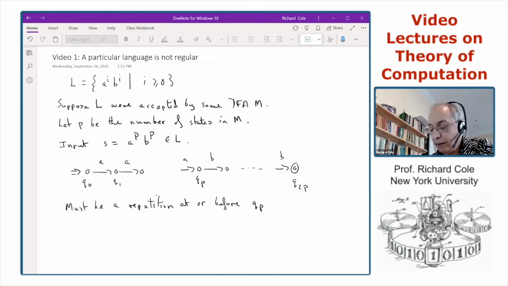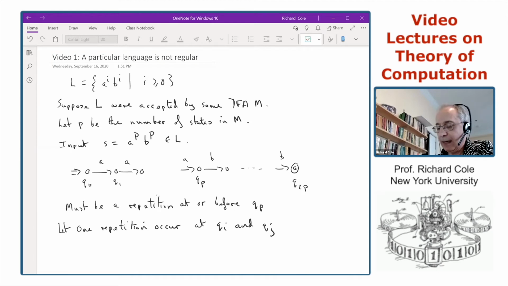And let one such repetition occur at Qi and Qj. What I mean by this is that Qi and Qj are actually the same state, but we have that j comes later than i in this sequence, and furthermore, P is greater than or equal to j. So Qi occurs somewhere here, Qj occurs somewhere here.